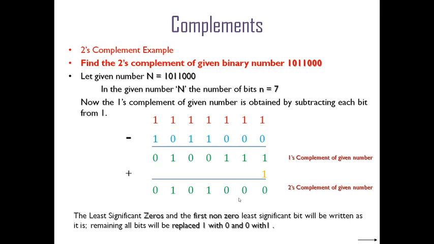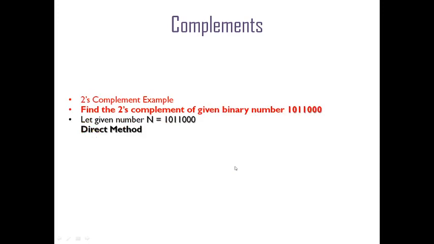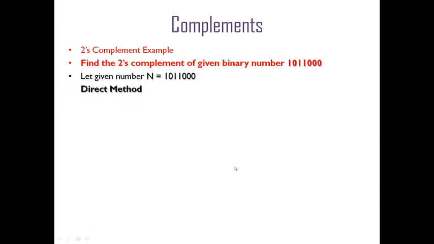And there is a direct method to obtain the twos complement. In the direct method, there are 2 steps. First step, write down the least significant zeros and the least significant non-zero bit as it is. The remaining bits will be replaced, 0 with 1 and 1 with 0.